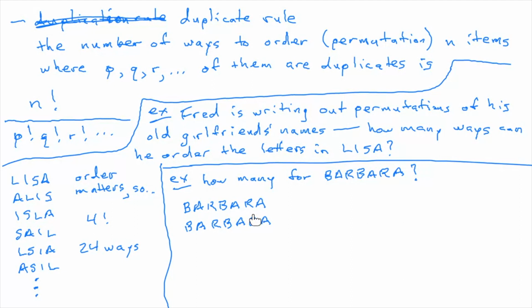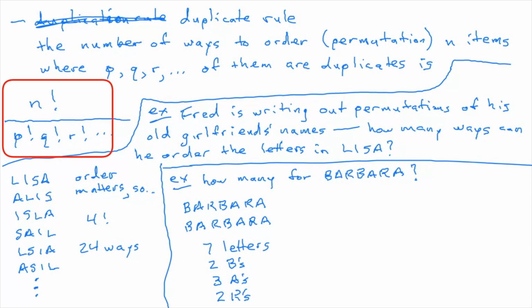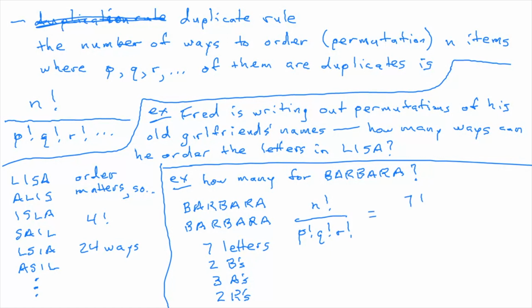And so the way we would figure this out is we would write it. We would say there are 7 letters. There are 2 B's. There are 3 A's, and then there are 2 R's. And so using this formula, we have n factorial over p factorial, q factorial, r factorial. That's 7 letters in total.